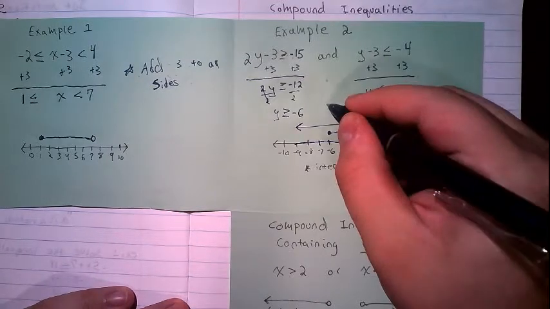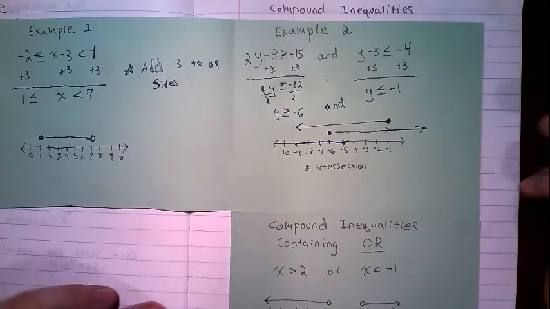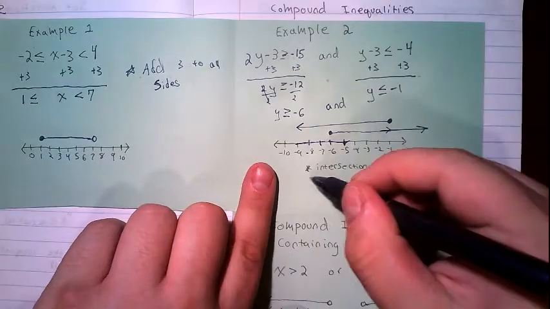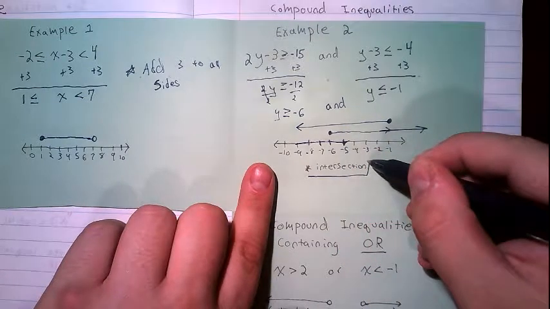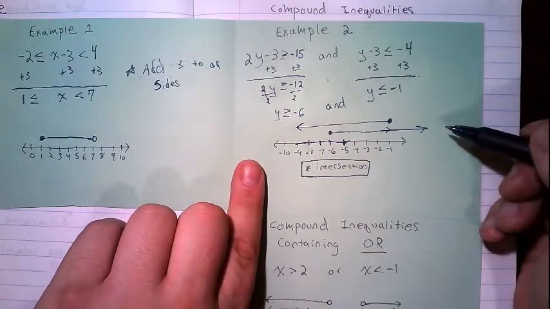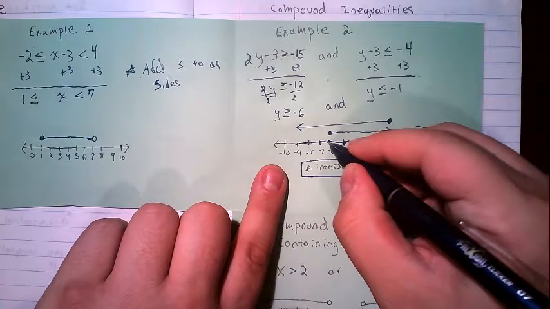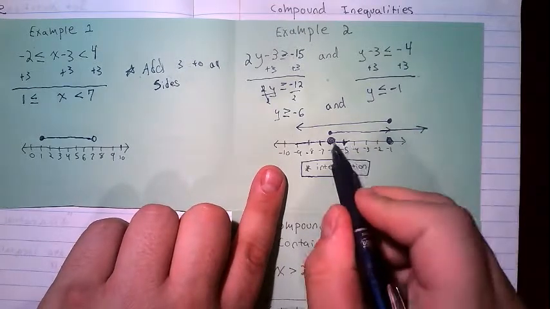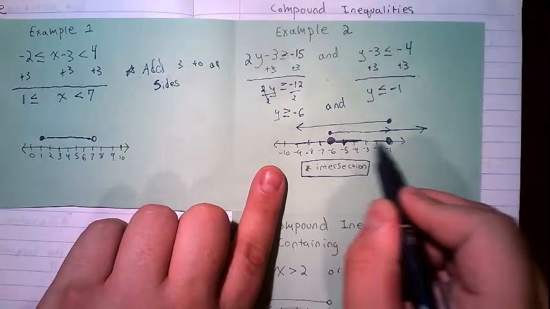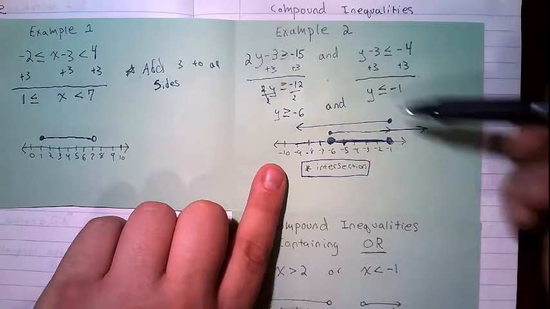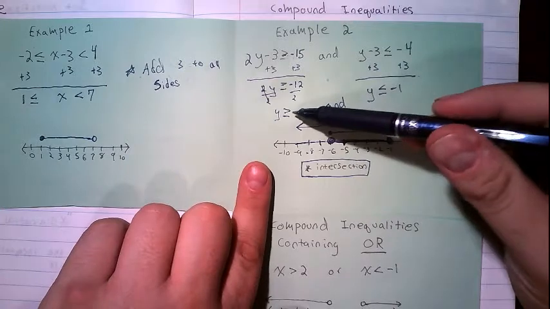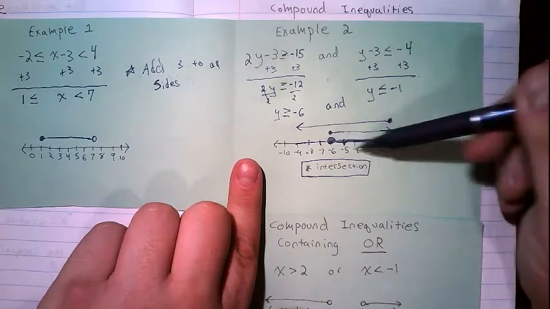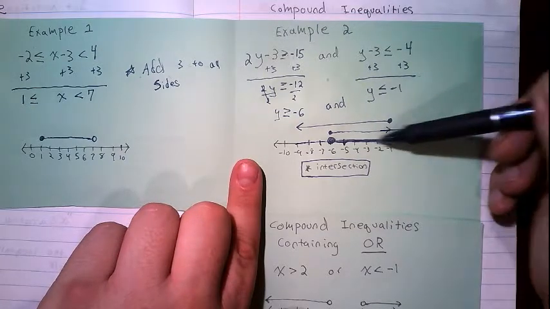But this is an and inequality. So it's not the values together, it's what they have in common. So that's why it's called the intersection. Okay? So here, my real solution is going to be the values from -6 to -1. Because that's where it's true for both. Right? It's greater than -6, but less than -1. So it's these values right here. So this would be my answer, the intersection.